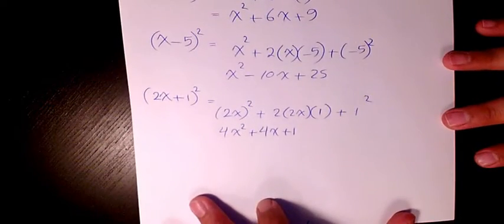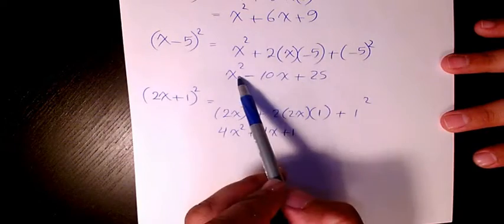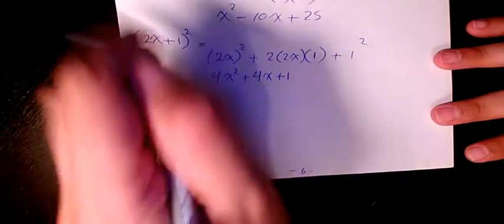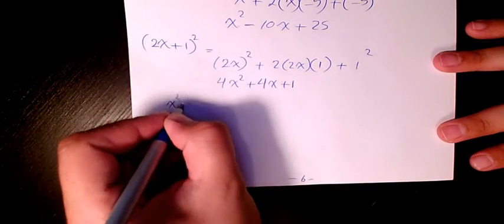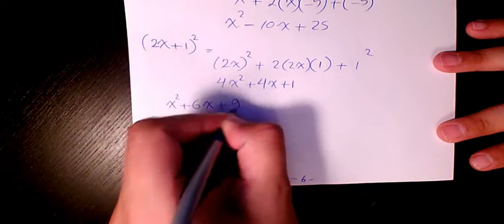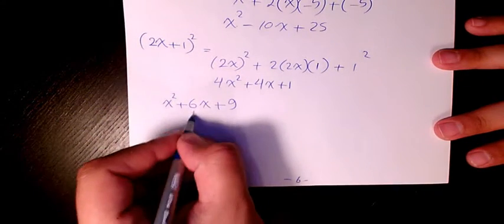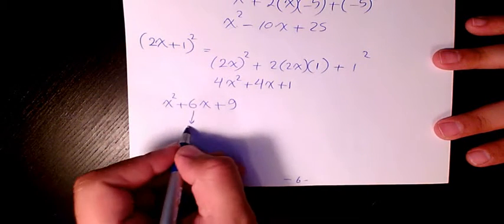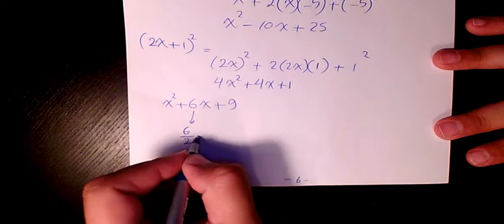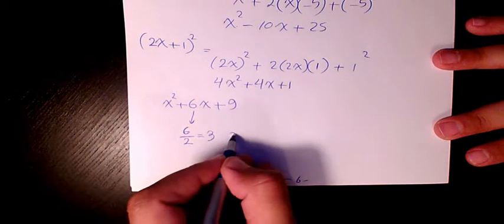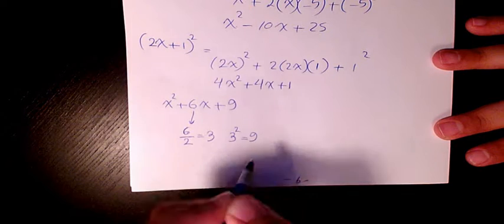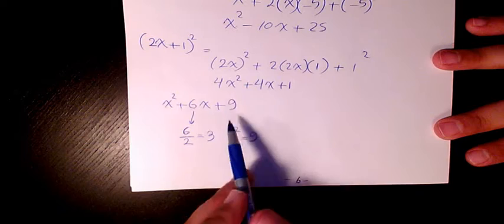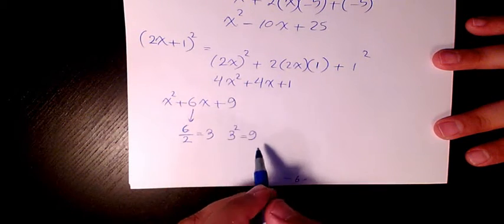How do we figure out if we have a perfect square trinomial? For example, you're given the expression x squared plus 6x plus 9. The first thing you need to do is get the coefficient of x, not x squared, which is 6 in this case. You divide it by 2, 6 divided by 2 is 3, and then you square it. 3 squared is 9. Then you compare it with the constant. If they are the same, it means that you have a perfect square trinomial.